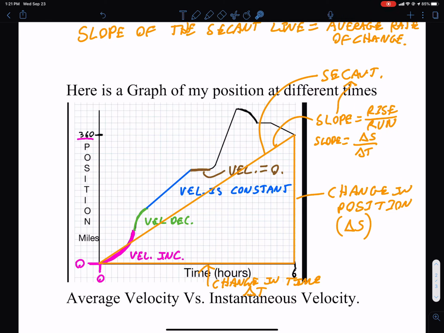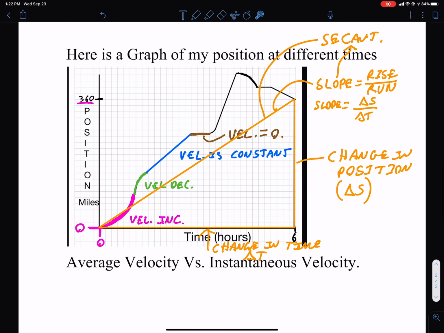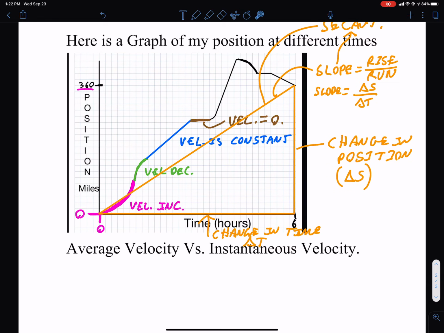So my question, if you're in the car and you want to know your velocity at a specific time, at an instant of time, how would you do that? Go ahead and pause and think about that. If you wanted your velocity at a very specific instant, how would you find that in the car? Go ahead and pause. The answer, you look at the speedometer. The speedometer tells you how fast you're going at an instant. That's instantaneous velocity. So instantaneous velocity, average velocity. Average velocity is a velocity over time, where instantaneous is a velocity at a specific time.